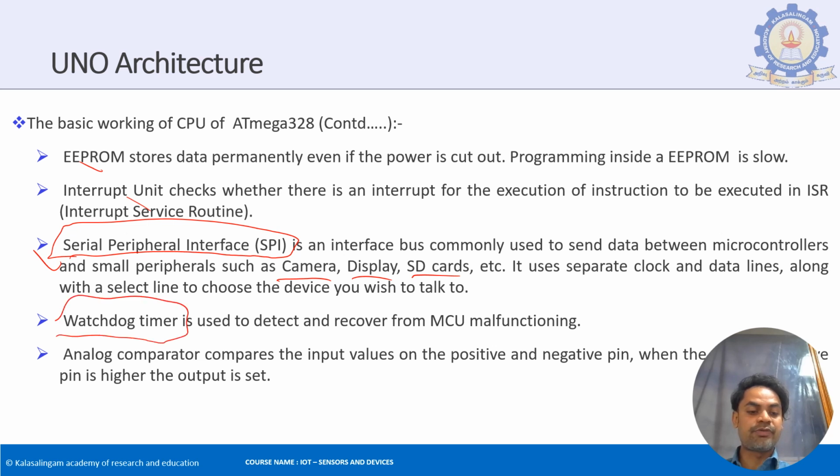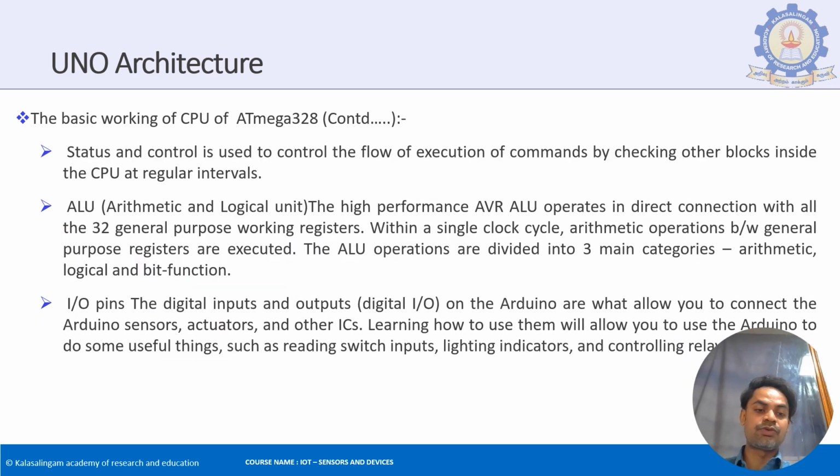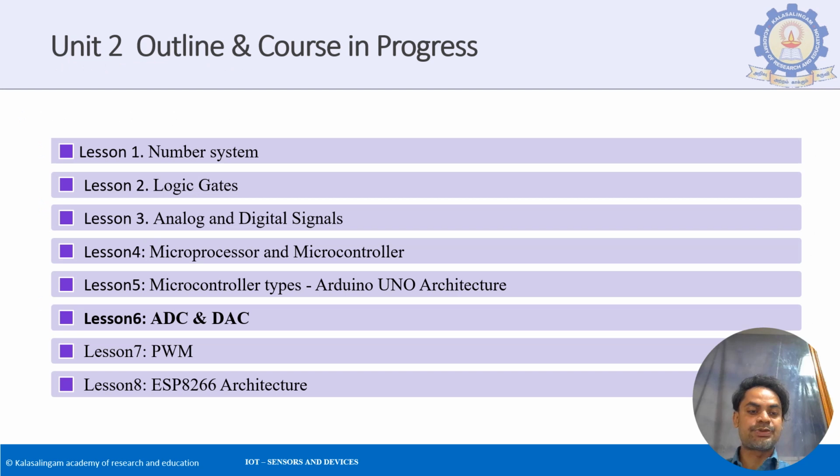Watchdog timer is used to check whether your microcontroller is malfunctioning or not. If it is malfunctioning, it will reset your entire controller and come to a known state. If your microcontroller goes into an unknown state that it is not able to come out of, like an infinite loop, then this watchdog timer comes into the picture, resets your microcontroller and brings it into a known state. Then you have the analog comparator to compare the values over there, and status and control to check the particular value. The ALU is for doing the arithmetic and logical operations, and the different IO pins are used for connecting the sensors, actuators, and other such ICs which are available.